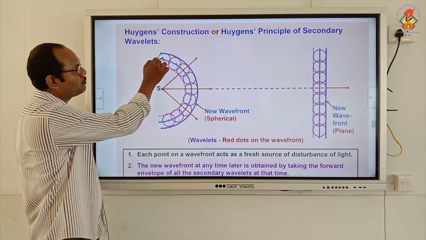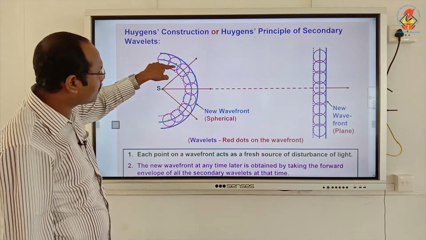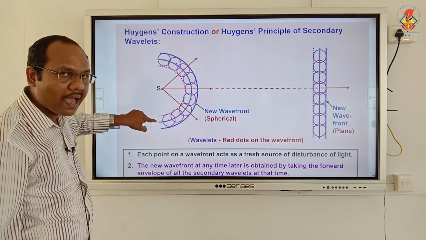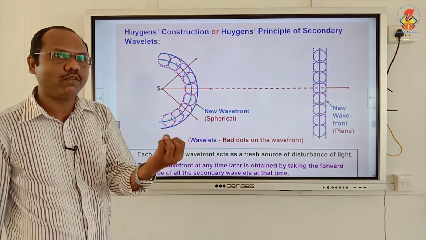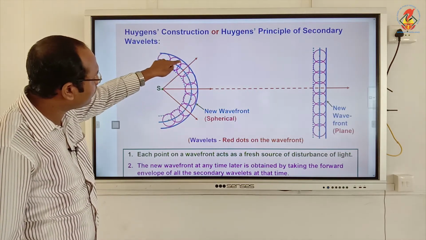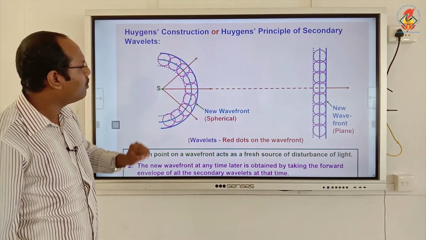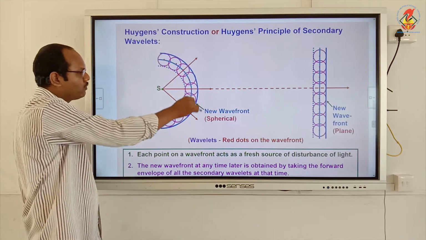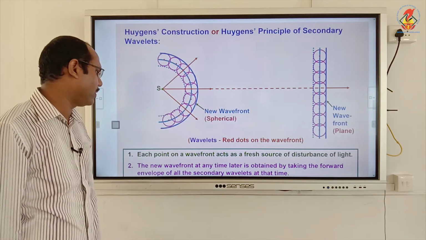And from each point, a circular wavefront is originating. These circular wavefronts are called secondary wavelets. So this is the first wavefront, and I have marked certain points of disturbance here. All these points act as a source of new disturbance, or a source of new waves. So from that point, a new spherical wavefront is generating. Now I draw an envelope in the forward direction of those spheres. That forward envelope will be my new wavefront.